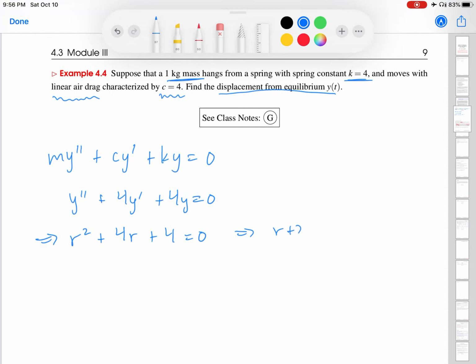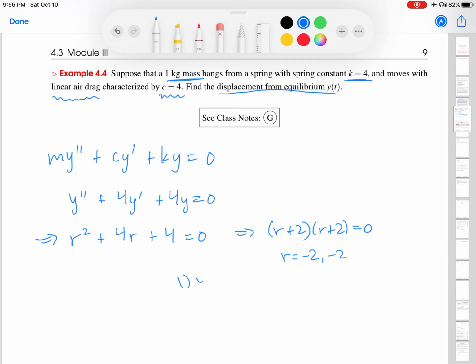How about we try r plus 2, and we'll double check that. So r squared plus 2r, that's 4r plus 4. Yep, so that seems to work. So this is going to give us a repeated root. We are going to get r equals -2 and also -2. So we are in the case that we just discussed in the previous video in this lesson.